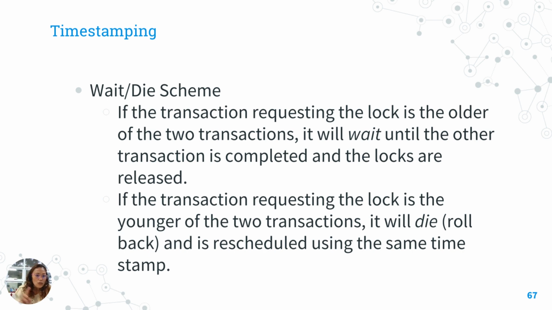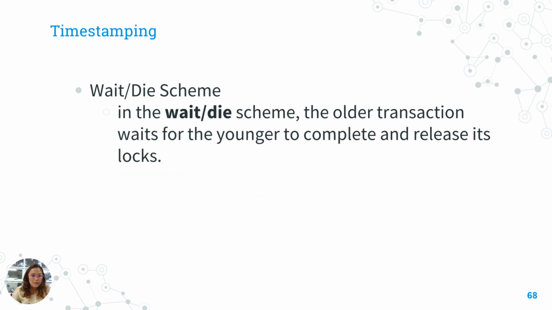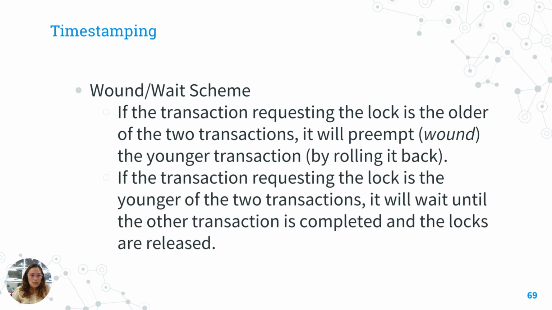But transaction 2 will go back to the scheduling table with the same time stamp so that it will be accommodated first on the next round of rotation. So that's for the wait-die scheme. In short, the older transaction waits for the younger transaction to complete and release its locks.